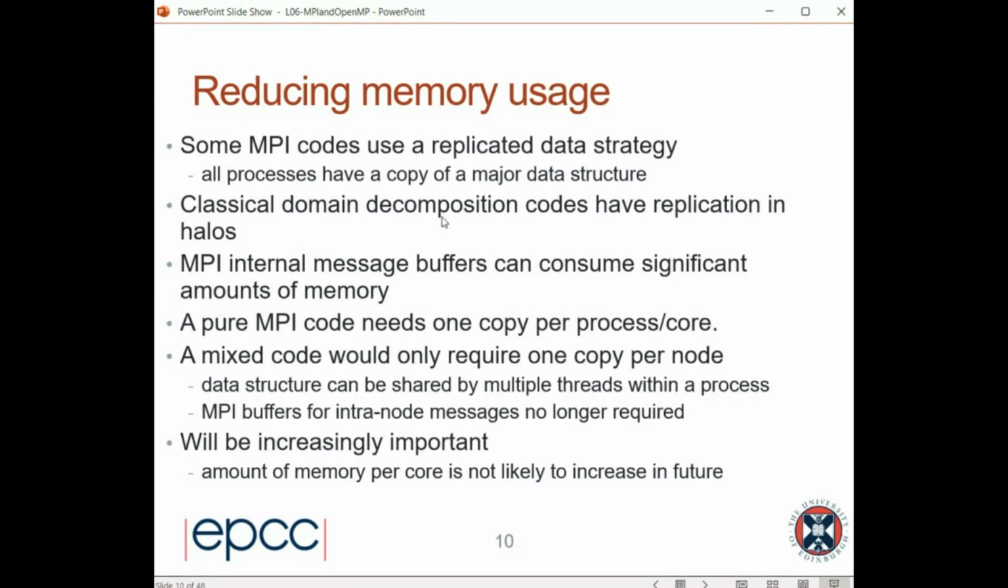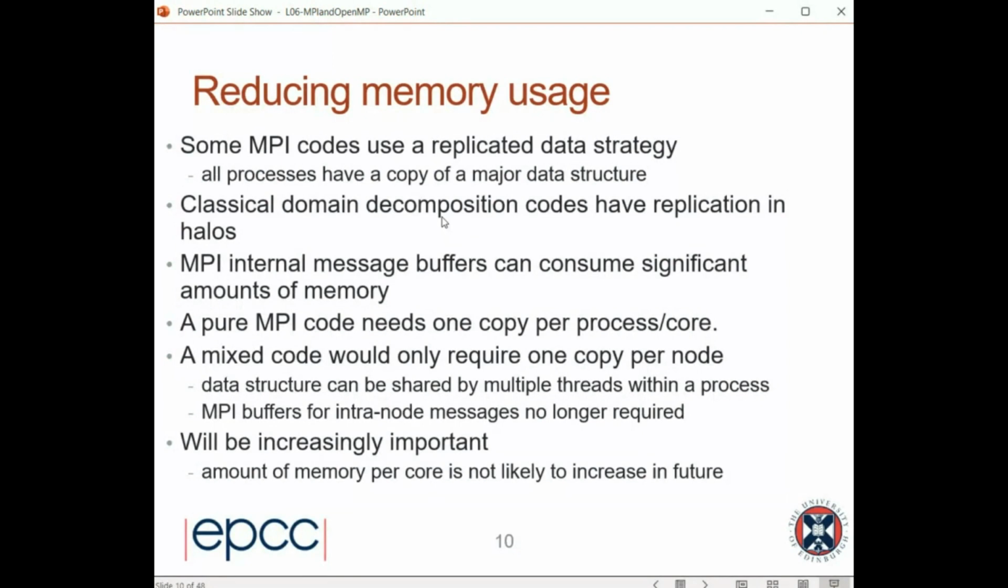However, you might say, well, I don't have any replicated data structures. But in classical domain decomposition, you have halos, ghost cells, and we'll see that they are effectively replicated data. You have a copy of the data from another process, and that can become quite significant in certain situations.